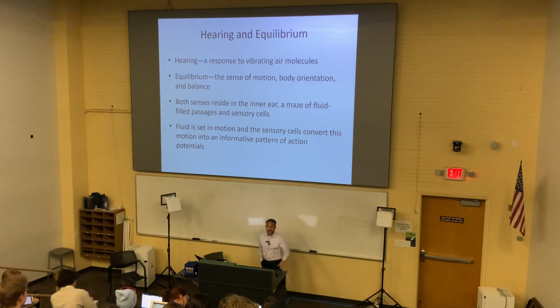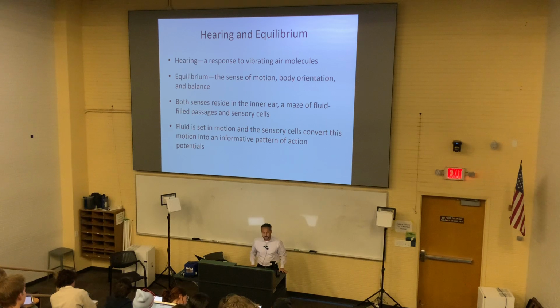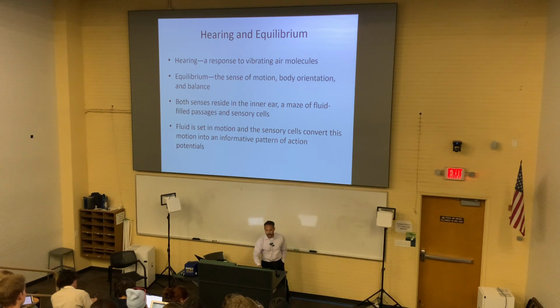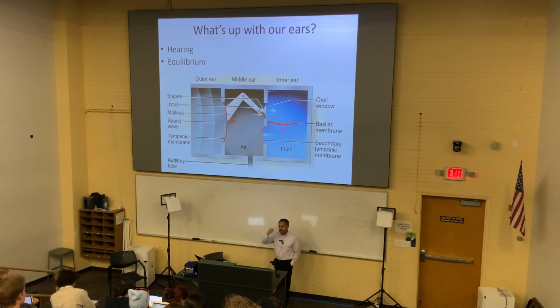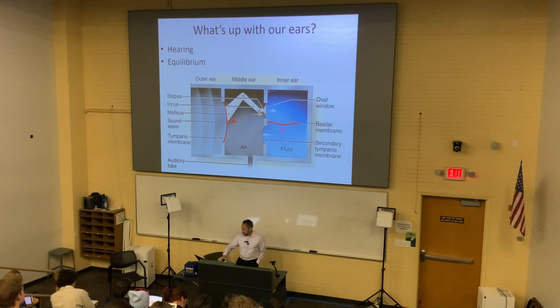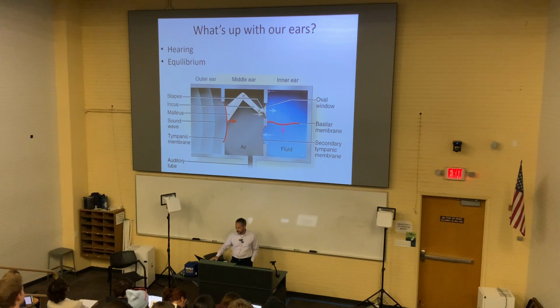Both of these reside in the inner ear. And this is a maze of fluid-filled passages and sensory receptors. The fluid moves. The sensory receptors convert this motion into a pattern of electrical signals, action potentials, like what we've been learning about. So this is a very simple diagram to describe the three areas of the ear. And then we'll show a more anatomically relevant one as we wrap up today.